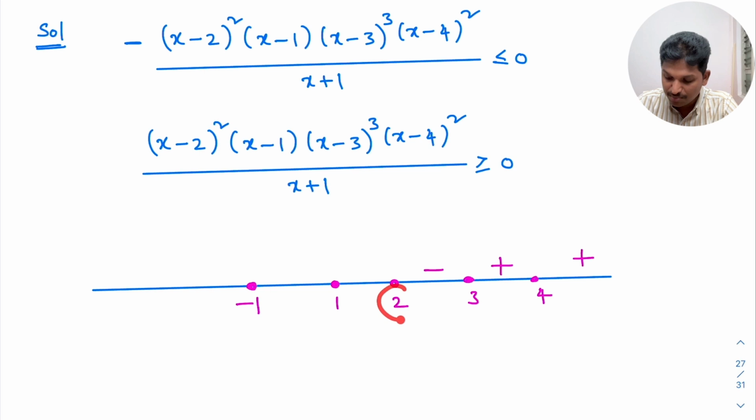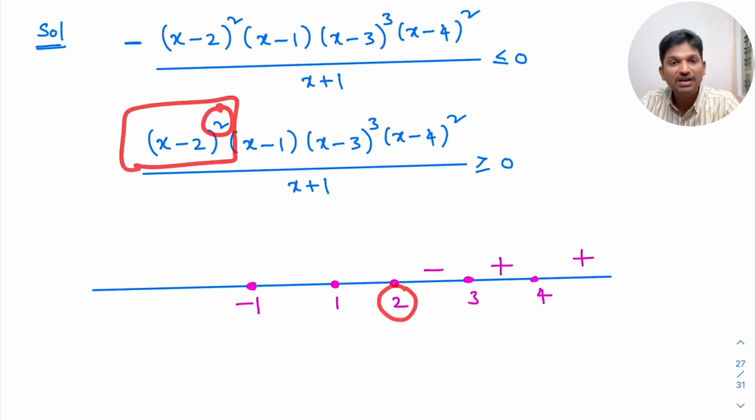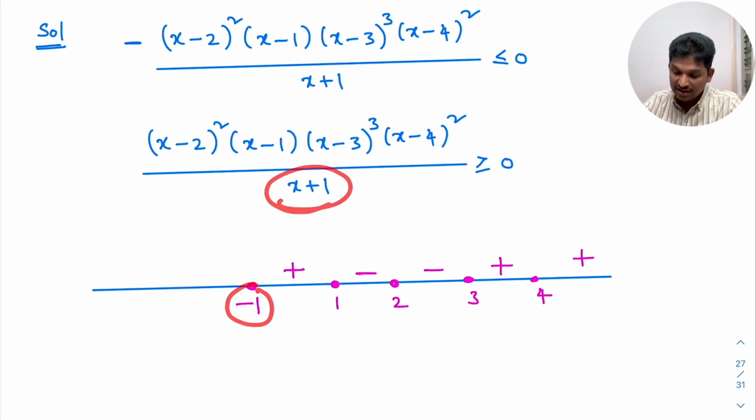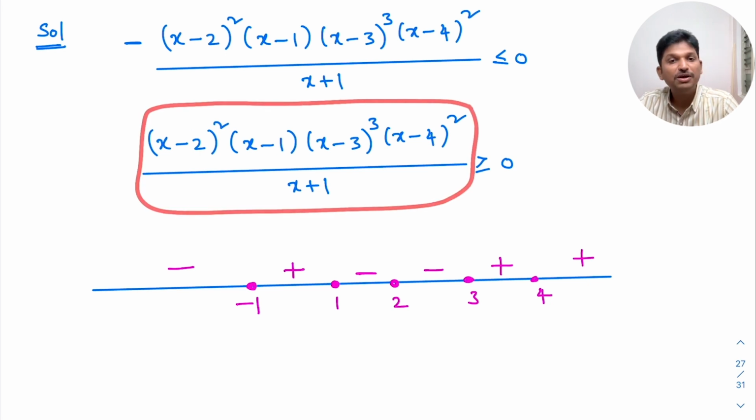Now here plus 2 is there. 2 is coming from this. You see even power is there. When even power is there, sign won't change. This minus remains minus only. Now here 1 is there. 1 is coming from this. Right here odd power is there. So sign changes. Minus changes to plus. Now here minus 1 is there. Minus 1 is coming from this. In its power, odd power is there. Only x plus 1. Odd power means sign changes. Plus changes to minus.